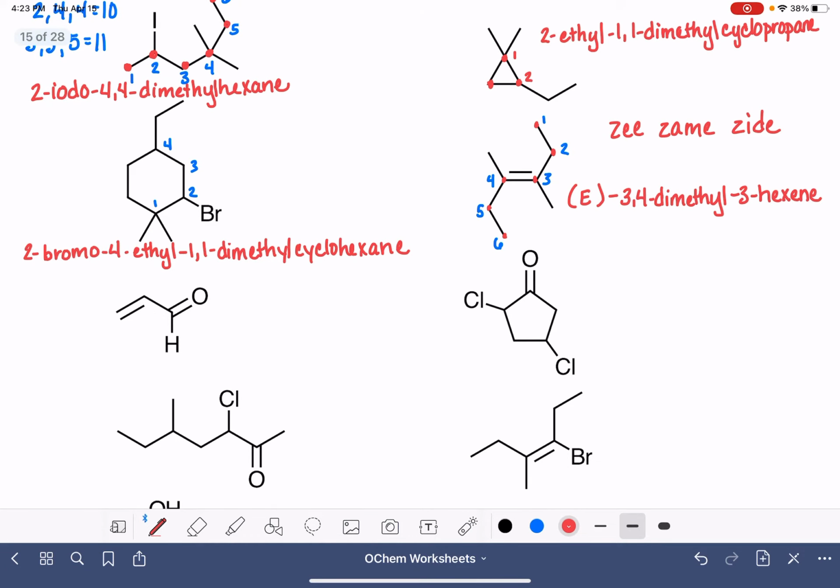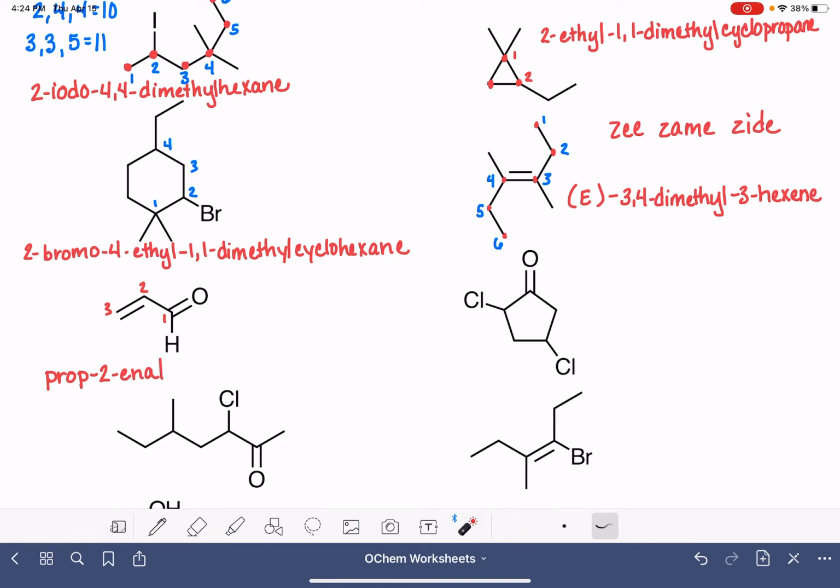Now down here we have an aldehyde. For aldehydes, we always want to make the aldehyde carbon number 1. This is a 3-carbon chain, no substituents. So this is a prop-2-ene. If it didn't have the aldehyde, it would be prop-2-ene or 2-propene. With the aldehyde on it, we just drop that last E and add Al.